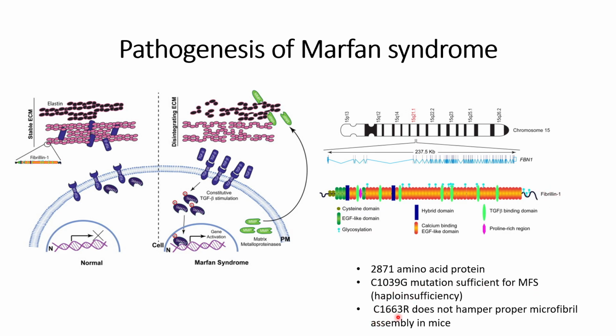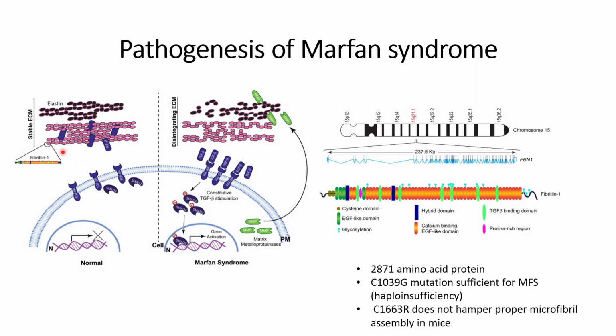However, if the mutation occurs in this C1663 to R, where C amino acid is replaced with R, then it will not affect the fibrillin 1 function, or we can say microfibril assembly, which was tested in mice. So let us now quickly go through the effect that this mutated fibrillin 1 causes. Let us first understand the normal condition.